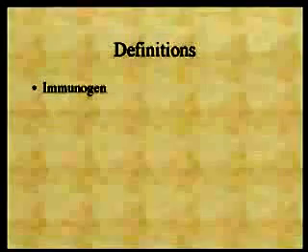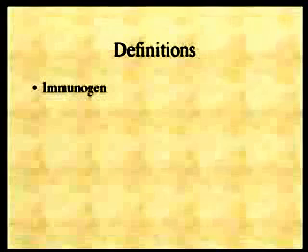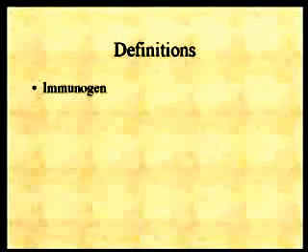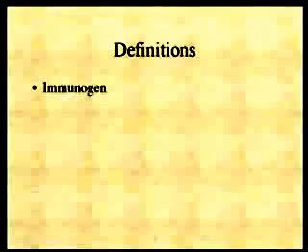And what I want to do is start off by defining a couple of terms. I know that some of you have had immunology, and you probably already know what these terms are, but I also know that in a class this size, there are many people that have never had any immunology before. So I want to define some terms so that we're all on level ground. We'll start off by defining the term immunogen. An immunogen is any substance that induces a specific immune response. Anything that induces a specific immune response.